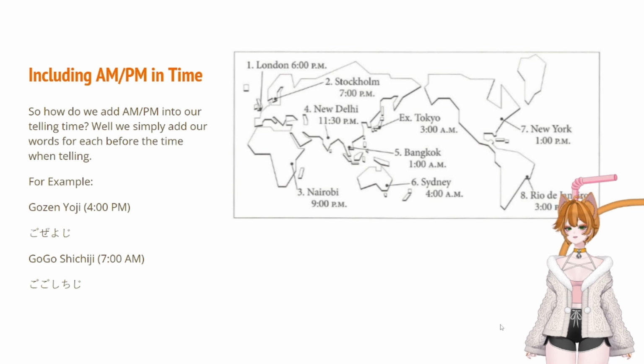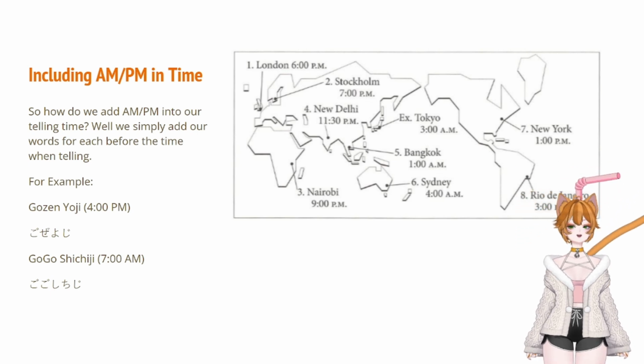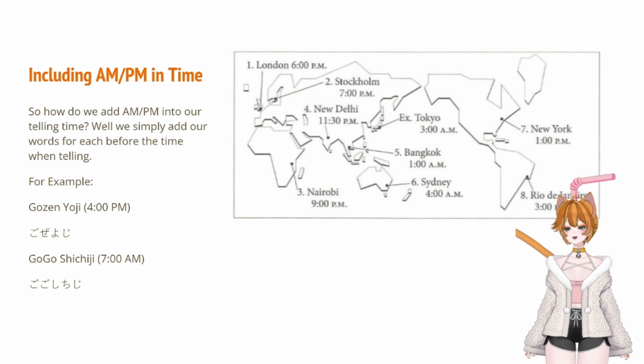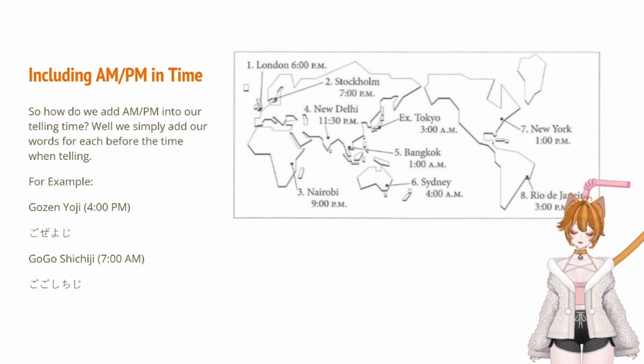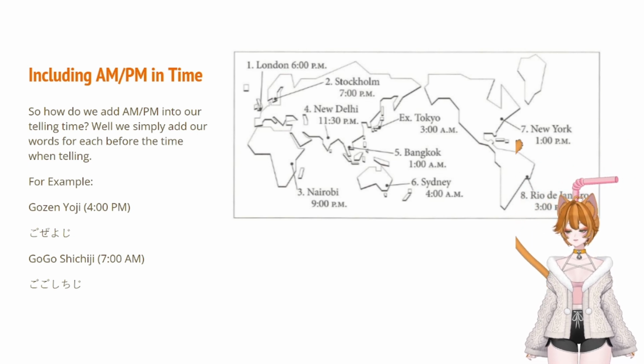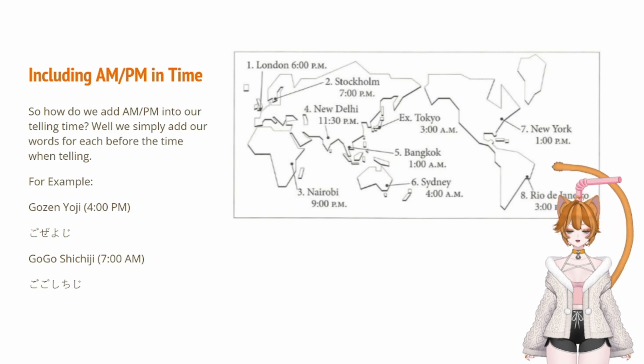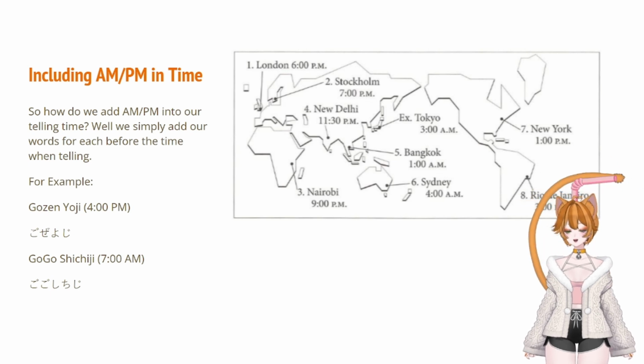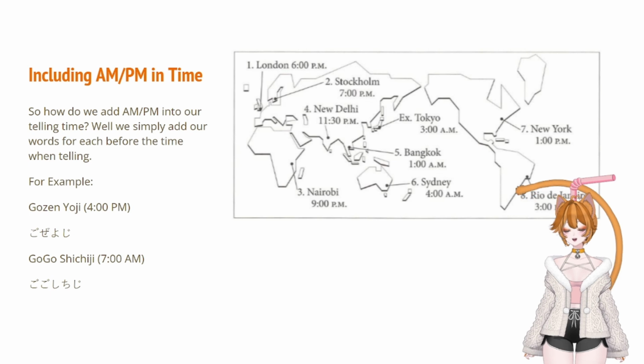Alright, so now that we just learned how to tell time without AM and PM, let's add AM and PM into our telling time. It is so simple to add AM and PM. We just add the little word that we use for AM or PM before the time. For example, gozen yoji is 4 p.m. Gogo shichiji is 7 a.m.